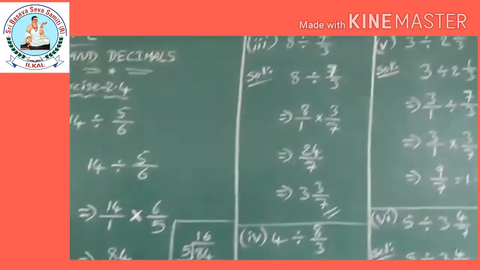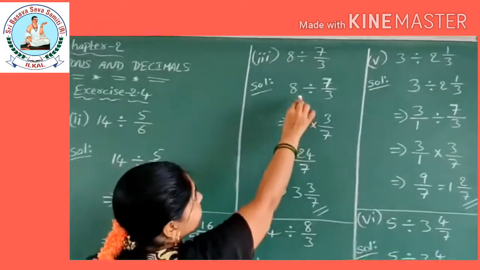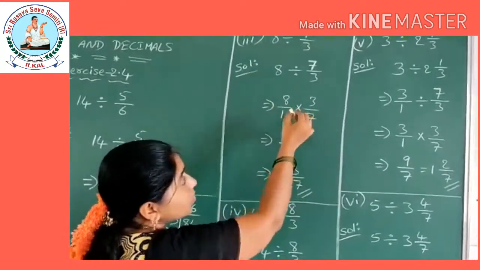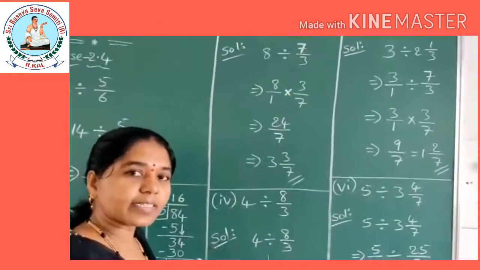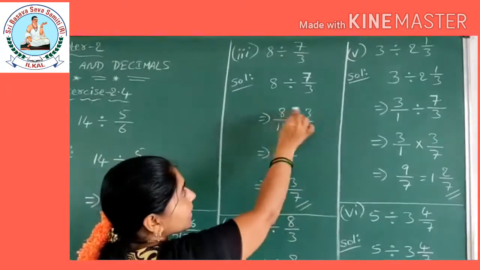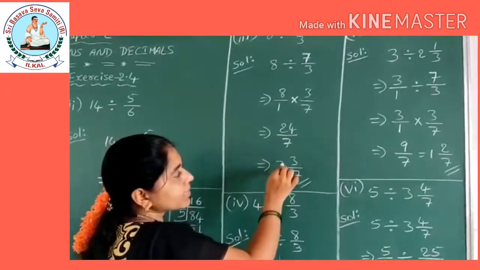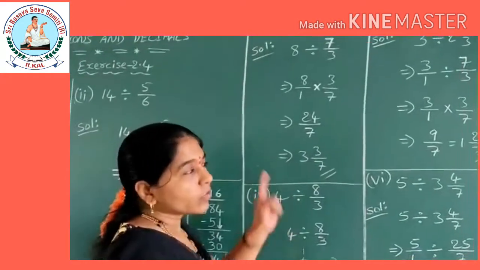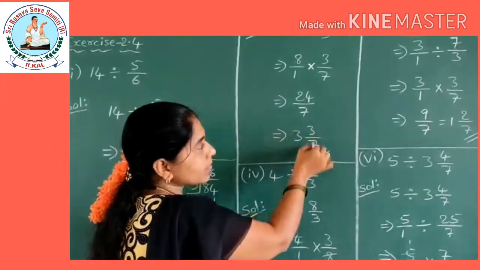Next question. 8 divided by 7 by 3. We read the question. 8 by 1 into. If I wrote into, you should understand that I have done the reciprocal. 7 by 3 reciprocal is 3 by 7. 8 threes are 24. 1 into 7 is 7. In the 7 table, 7 threes are 21, 22, 23, 24, means 3 remain. Write it: remainder divided by 7.